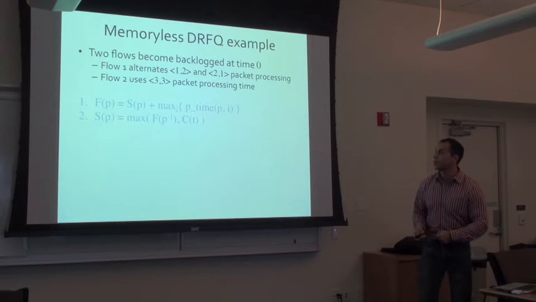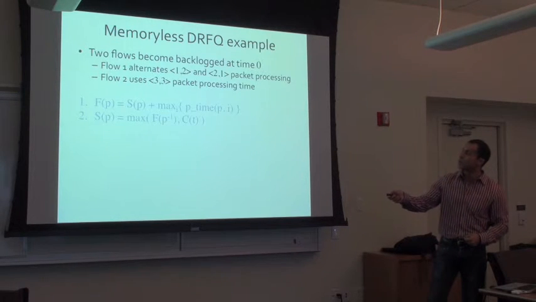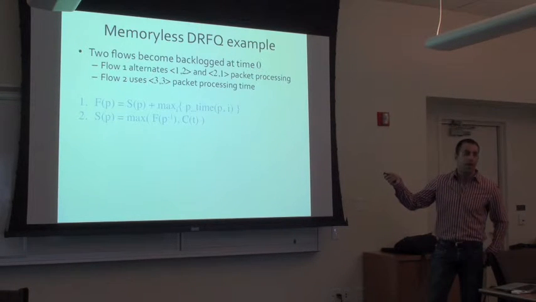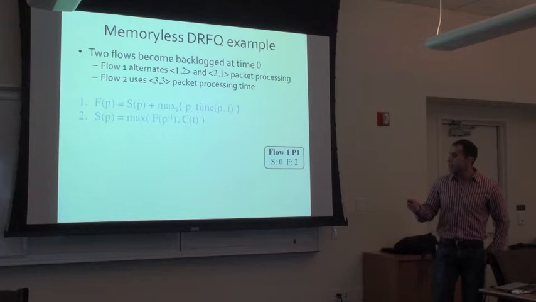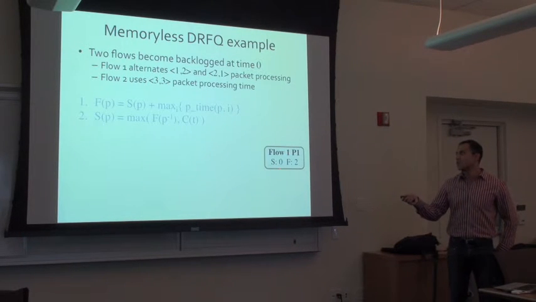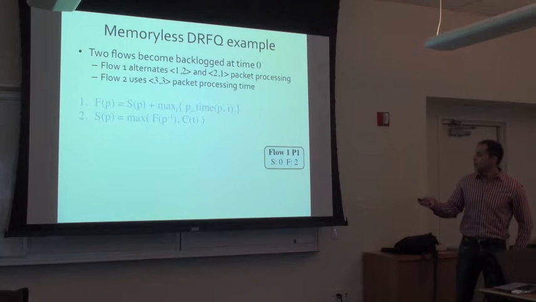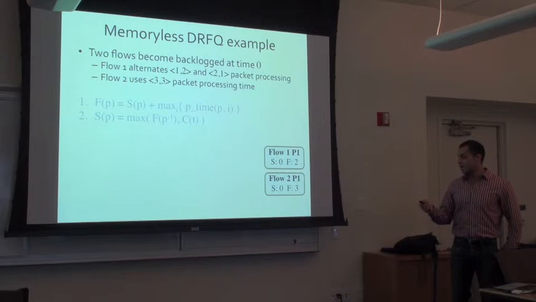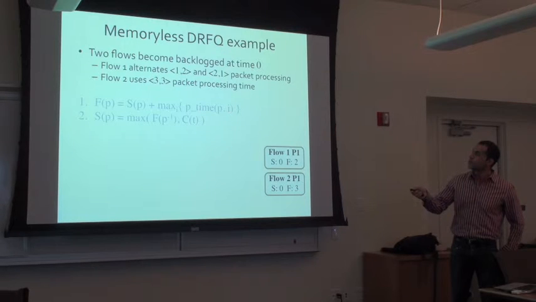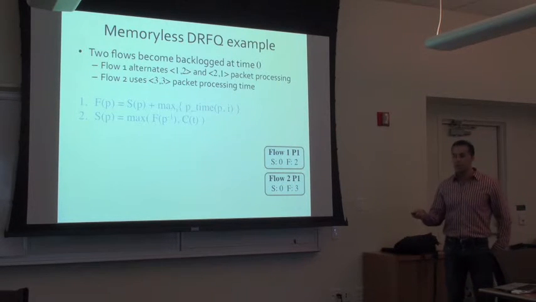Okay. So let's look at a simple example of how this works. These were the two rules for how to compute this. Let's say we have two flows, and they both become backlogged at time zero. One is alternating this 1-2-2-1 pattern. The other one is using 3-3. As soon as we get the first flow's first packet, it's the first one, so we set the start time to zero. Then when we look at the maximum resource usage, it's 2, so the finish time is simply 2. The other flow's first packet again has start time 0, but the maximum it uses is 3 of these resources, so its finish time is 3.